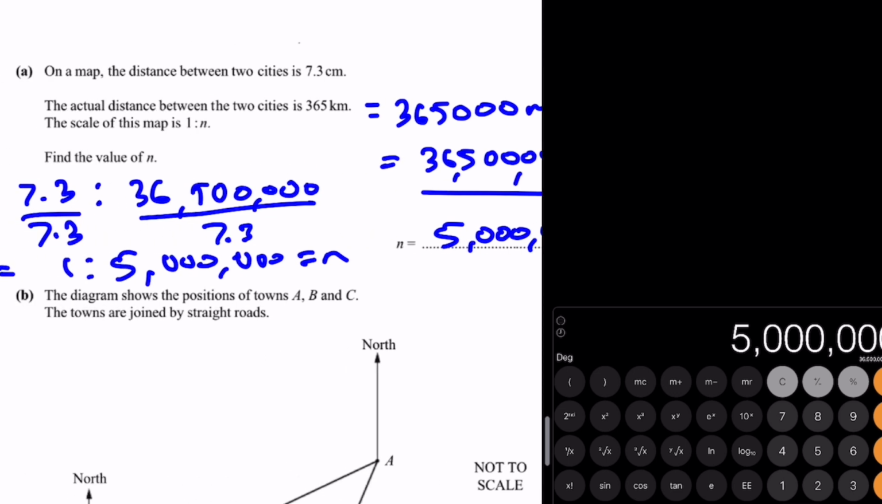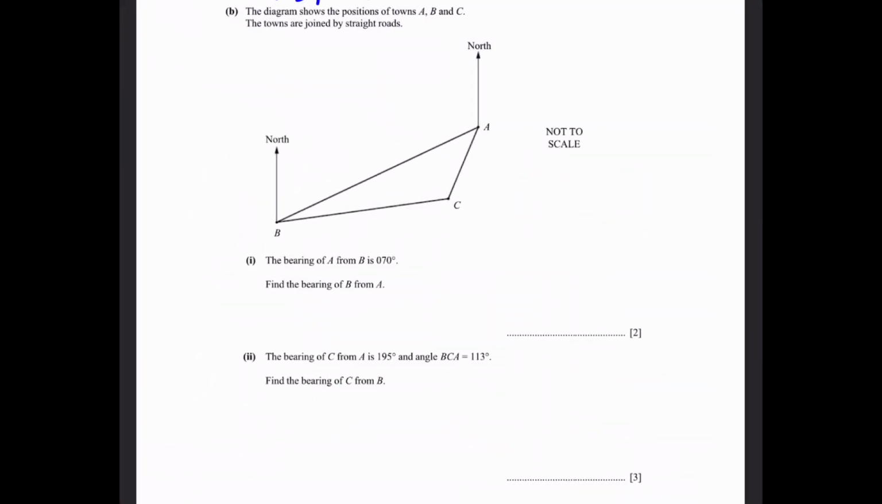Let's go to part B. The diagram shows the positions of towns A, B, and C, which are given here. The bearing of A from B is 070. Find the bearing of B from A, that's part 1. So bearing of A from B, so we go from B to A. This bearing from the north line we draw clockwise is 070. And the bearing of B from A, which means we go from the north line from A clockwise until we hit the line AB. So it's this angle over here.